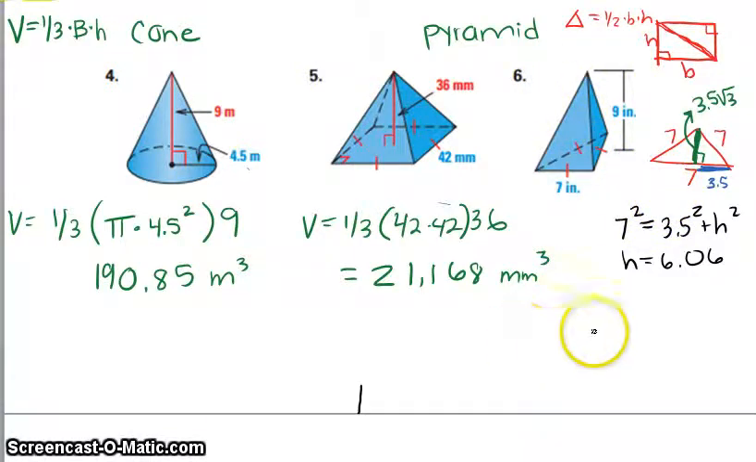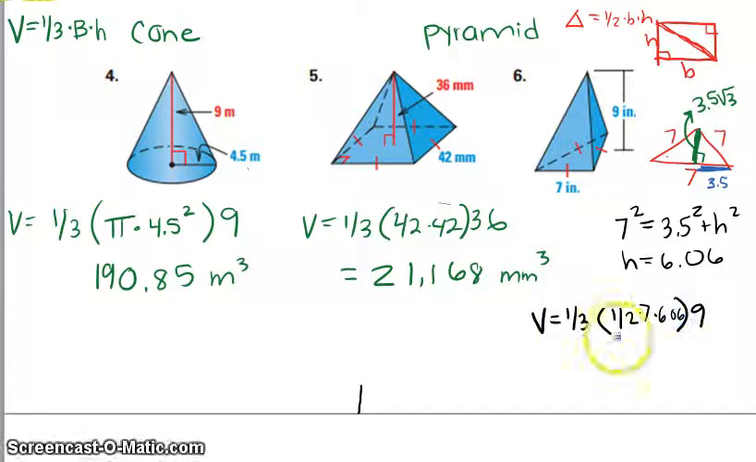Since this is a pyramid, the volume is 1/3 the area of the base times the height. I think we can all agree that the height is 9. So since our base is a triangle, the area is going to be 1/2 base times height. 1/2, that base is 7, and that height is our 6.06.